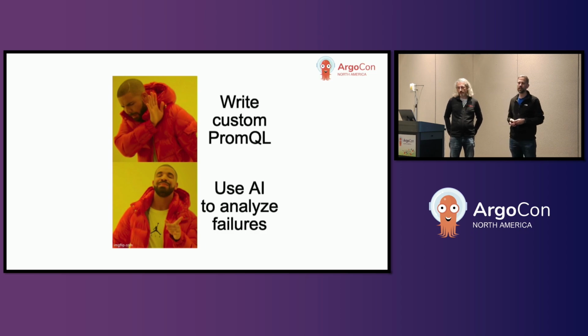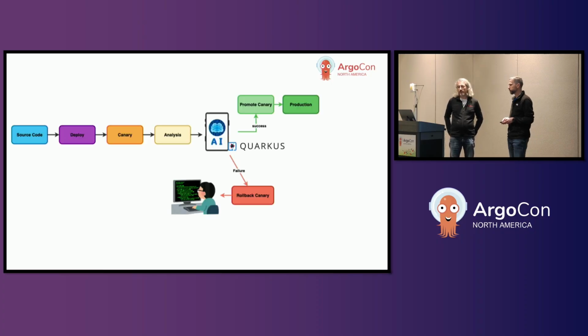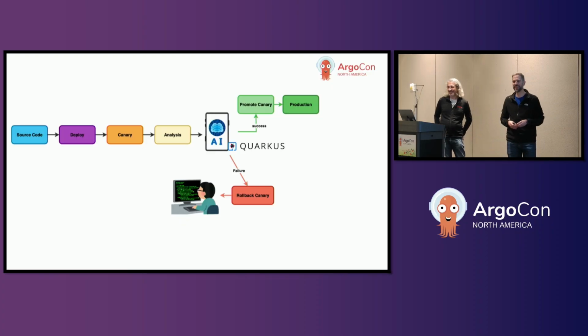So it could be that we give it some sort of confidence score of how confident it is that there are issues or not. And then based on that, we can either continue rolling out or roll back. So Carlos, you did create a nice diagram.